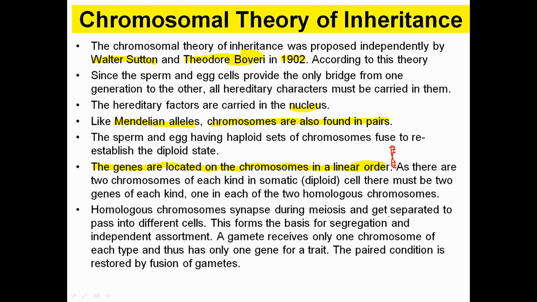This is what the chromosomal theory talks about. As there are two chromosomes of each kind in somatic diploid cells, there must be two genes of each kind. Okay, we have homologous chromosomes, so we have two genes of each kind. Homologous chromosomes synapse with each other during meiosis, and that will ultimately lead to segregation and independent assortment afterwards. So a single pair is going to be passed on in each gamete. Okay, so a single character is going to be transferred in each of the gametes.